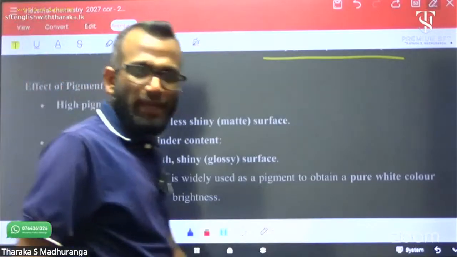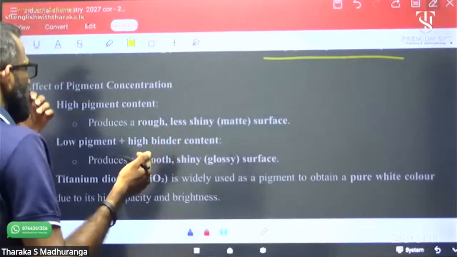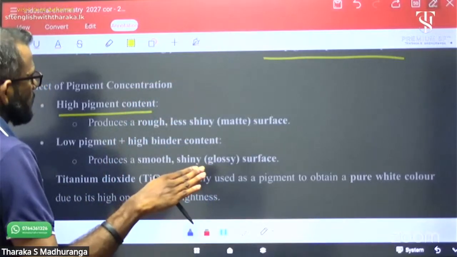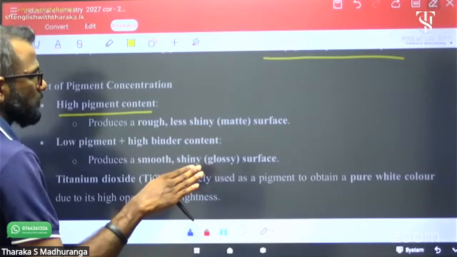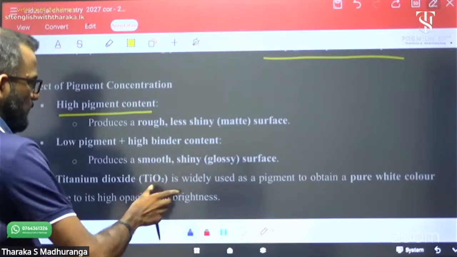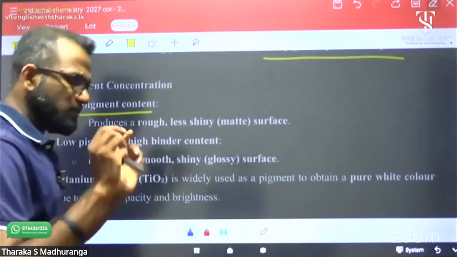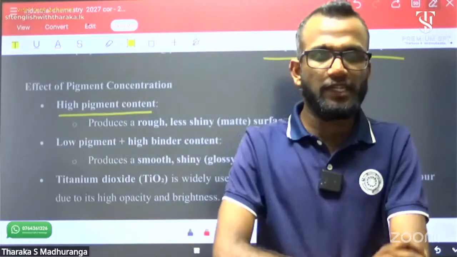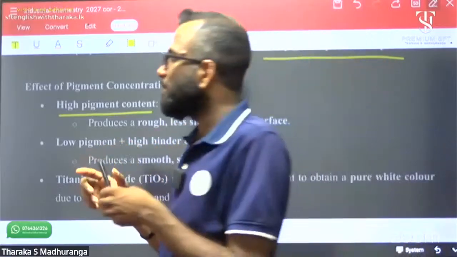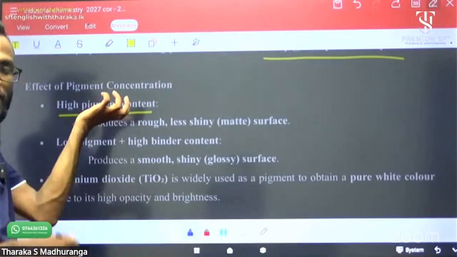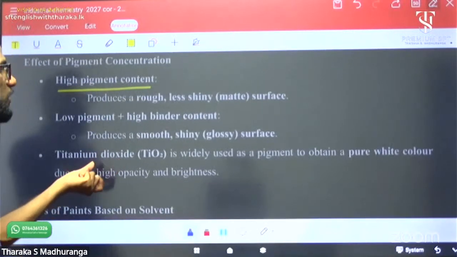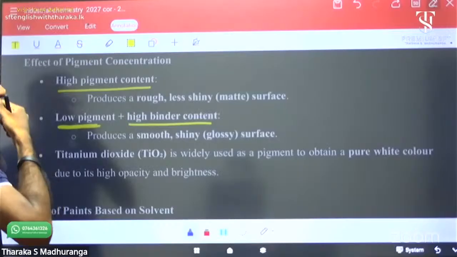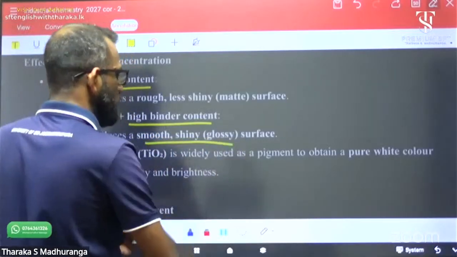What's the meaning of matte? Matte means, remember, matte color means high pigment content. High pigment and low binders. No need to remember binders. Remember, matte means the pigment concentration is greater. That's why matte. Normally matte colors are expensive because they have a lot of pigment chemicals. Shiny means low pigment and high binder content. It makes a shiny surface.